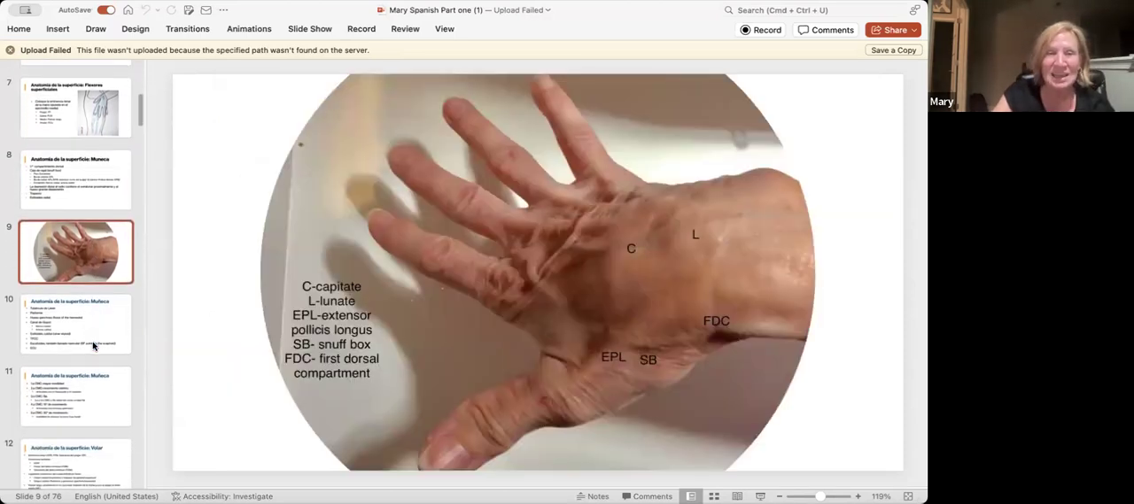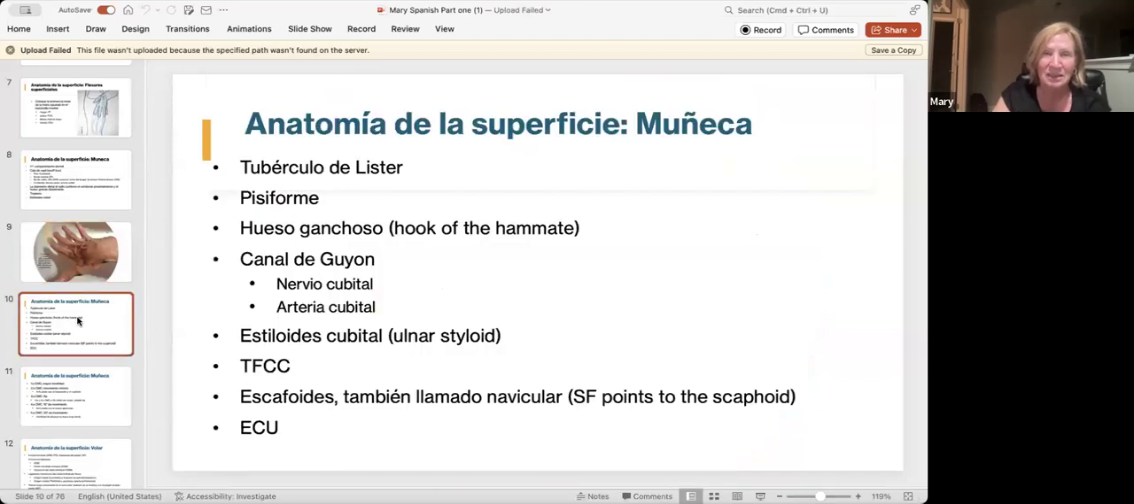This is a picture of my hand, and you can see the dimple, and so you know the capitate is the bigger bone distally, and the lunate is the bone proximally.